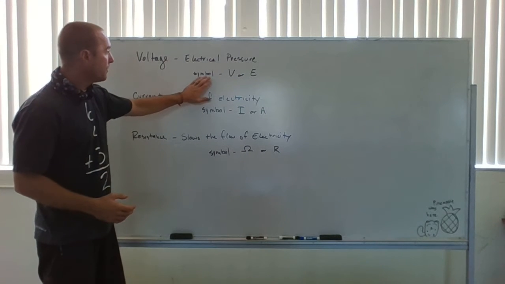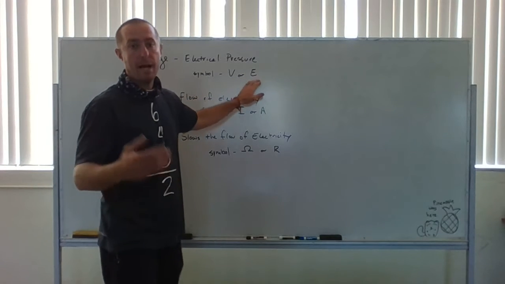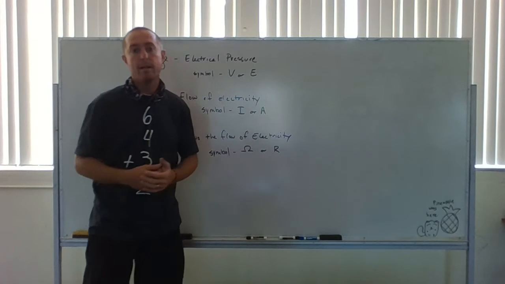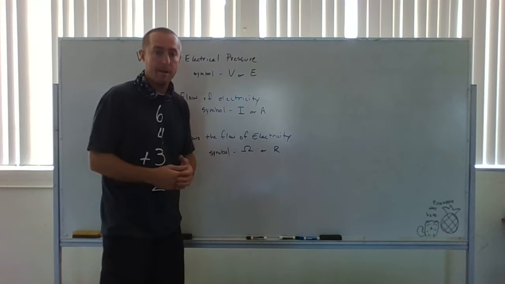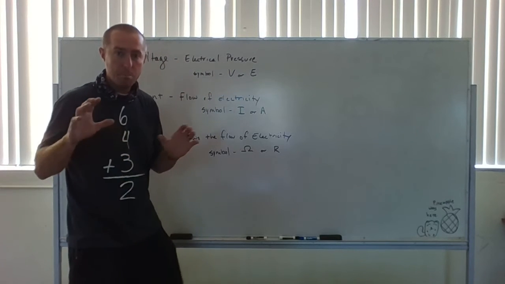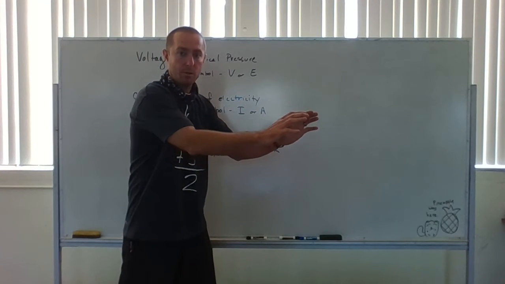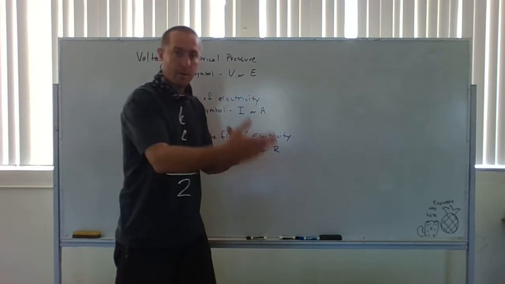The symbol used for voltage is V, or sometimes you'll see E, because back in the day, when we were still learning electricity, it was known as electromotive force. So depending on your textbook, or if you look these things up online, you may see V or E. This is electrical pressure, pushing electrons through a wire or through some sort of connector throughout the circuit, all right?